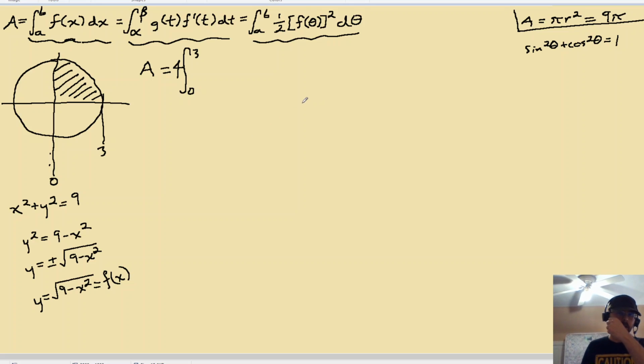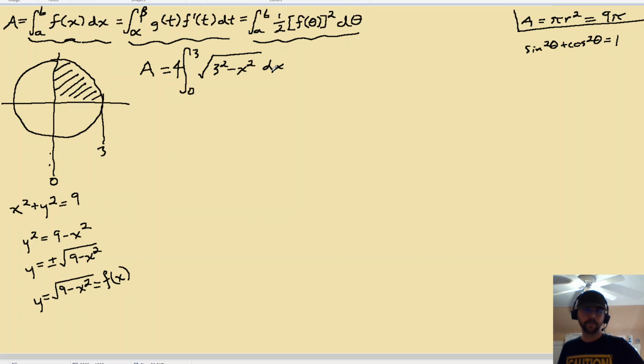Okay, so now square root of 9. Actually, I'll just keep that as 3 squared. 3 squared minus x squared dx. Okay, so this is our formula. It's freezing up again. It did that to me earlier. So this is our formula.